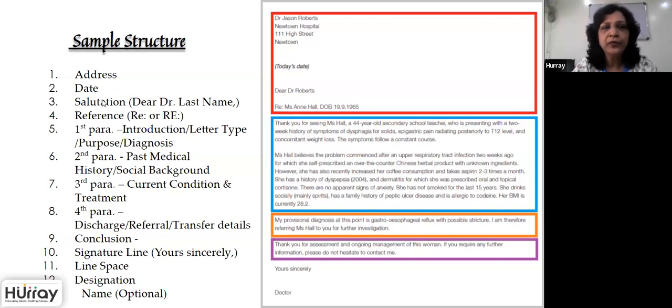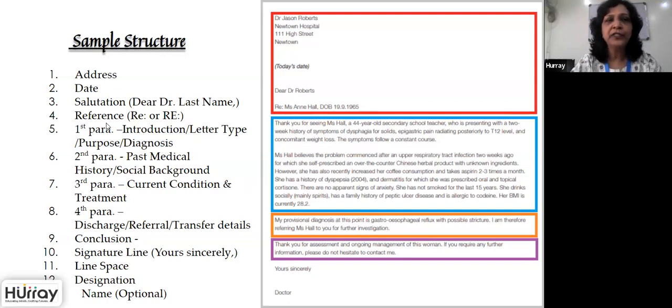After the address, you come to the salutation, which is you start off with dear, and then you write the title, Doctor or Mr. or Miss, and then the last name, the surname of the person. Then you have to use a comma, punctuation, and leave a line space after this.